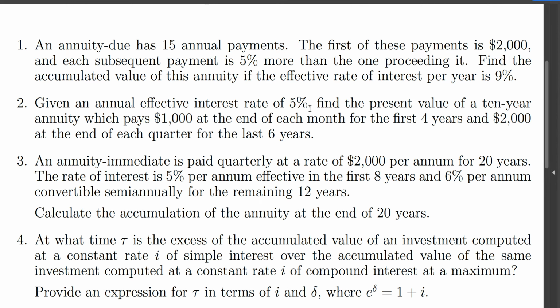For question 2, we have this interest rate of 5%, and then for the first 4 years, we're receiving 1,000 at the end of each month, and then later on, we're receiving 2,000 at the end of each quarter. So a quarter means 3 months, and it lasts for 6 years. So as always, we draw a diagram to visualize what's going on.